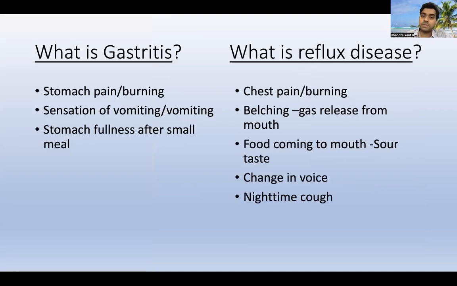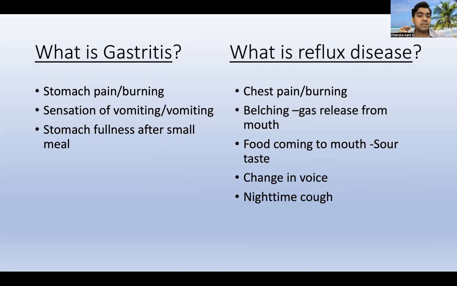So what are the symptoms? What do the patients say? They complain of abdominal pain, burning, sensation of vomiting, or they are having vomitings, stomach fullness after eating a very small amount of food. These are the complaints. What is reflux disease? Reflux disease means the stomach contents go up into the chest and they feel chest burning. They also have the same complaint in the throat, burning, and there can be change in voice. Some people can have dry cough, and some people can have nocturnal asthma.